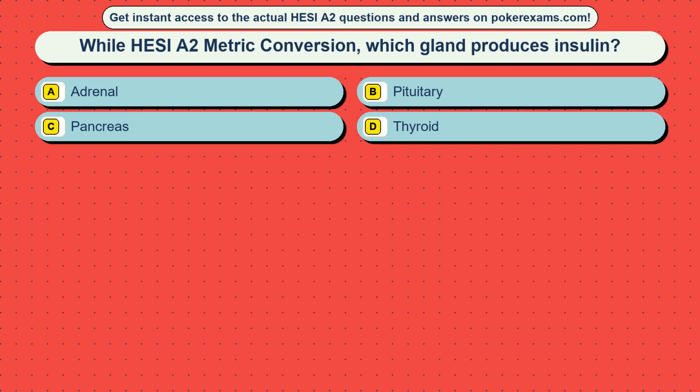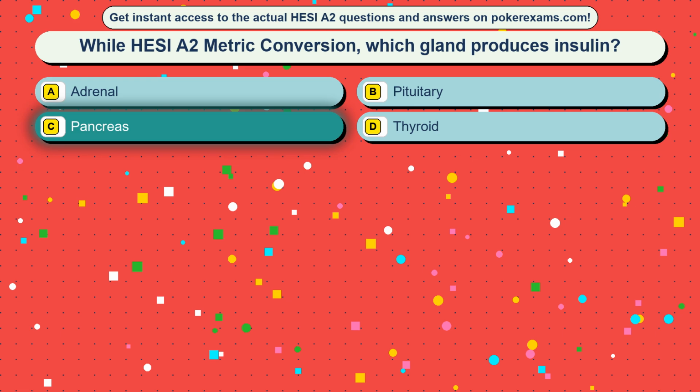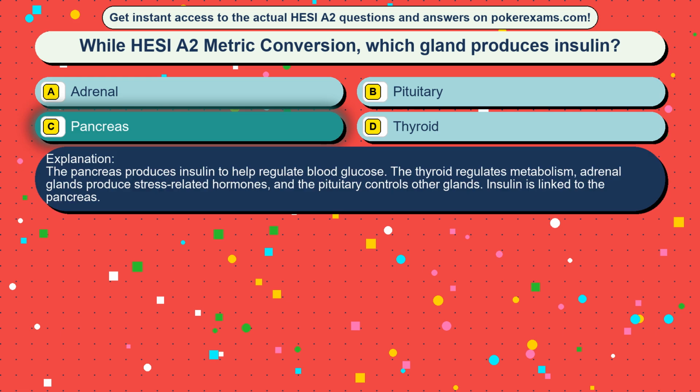Question 27. While HESI A2 metric conversion, which gland produces insulin? Option A, adrenal. Option B, pituitary. Option C, pancreas. Option D, thyroid. The correct answer is option C, pancreas. The pancreas produces insulin to help regulate blood glucose. The thyroid regulates metabolism, adrenal glands produce stress-related hormones, and the pituitary controls other glands. Insulin is linked to the pancreas.